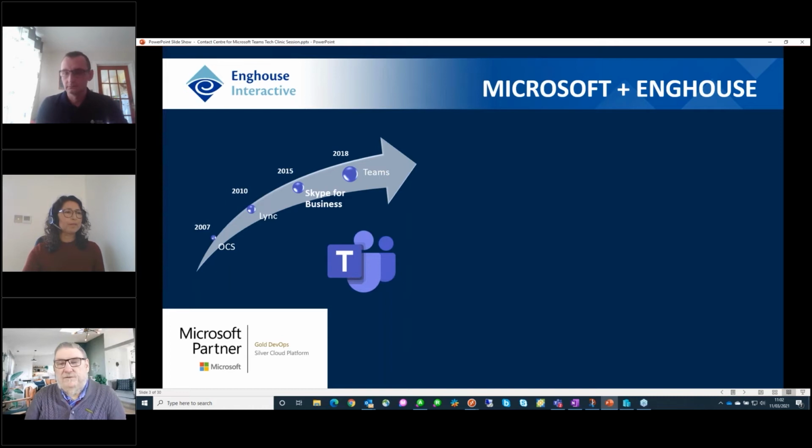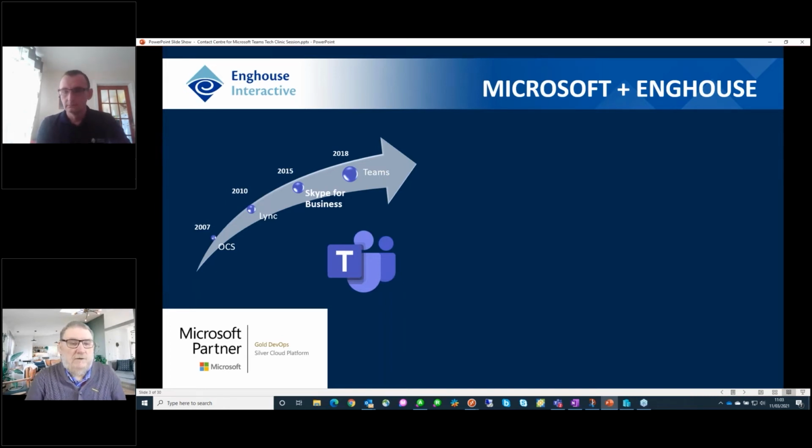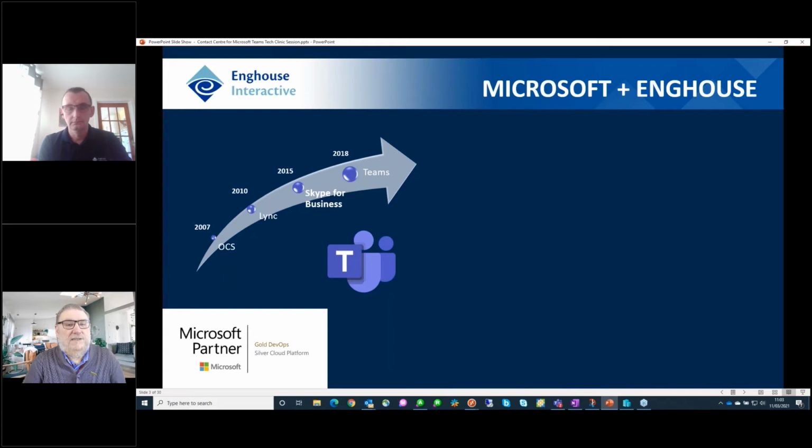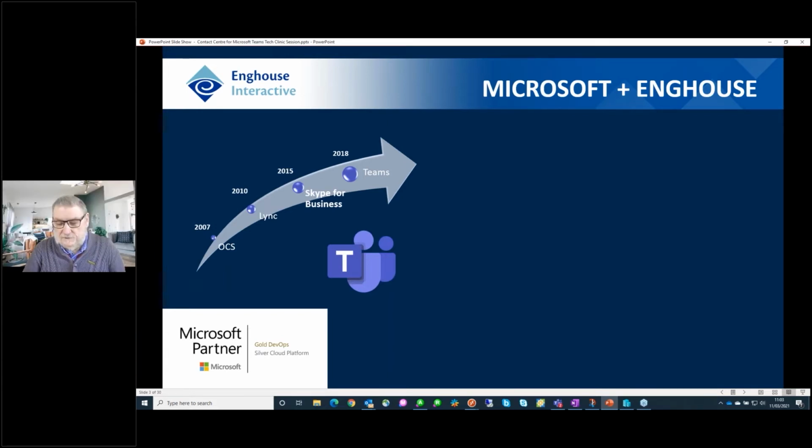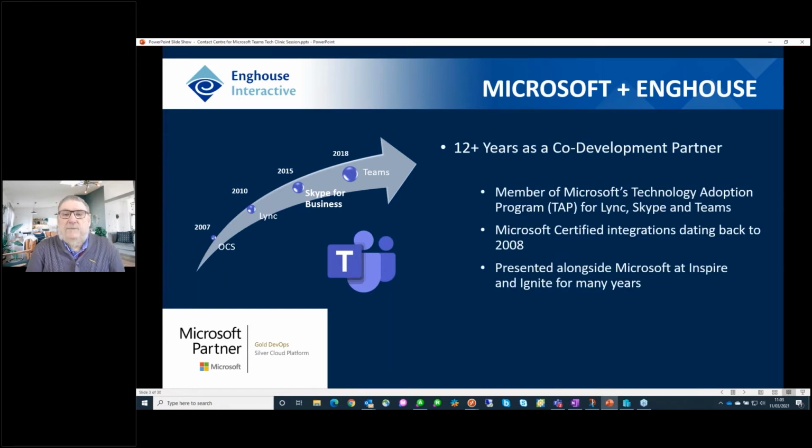So Enghouse as an organisation has had a long history with Microsoft, going back to the OCS days, then on to Link, Skype for Business, and now Teams. And this is across the product portfolio, not just the contact center, but call recording, call logging, etc. So we've been working with Microsoft over 12 years as a co-development partner. We're a gold partner, but we're also part of the TAP program, early doors on software, APIs, etc., to build new integrations and to leverage the best that's available from Microsoft and Enghouse.